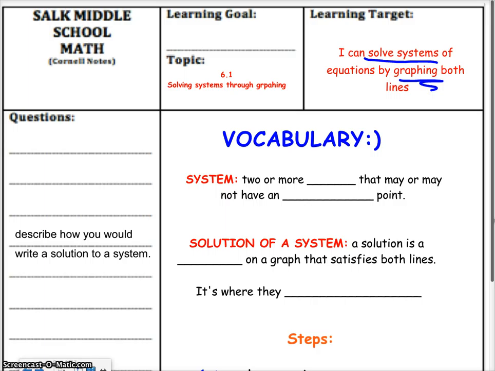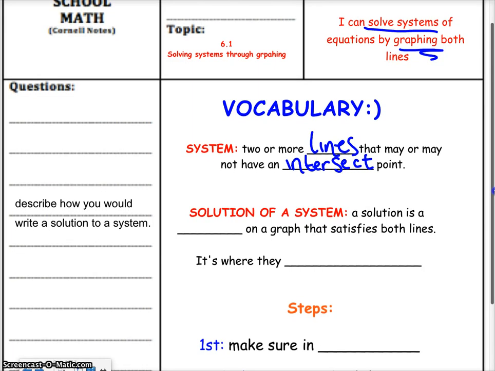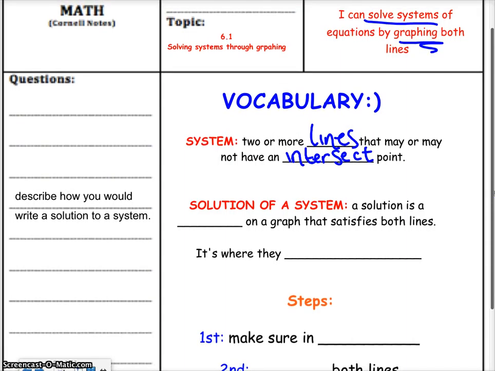That's what that means. So a system is two or more lines that may or may not have an intersecting point. Notice that prior to starting this lesson, we did 3 of them. One, they intersected. The other one was parallel. They didn't intersect. And then the other one was an intersect. Solution means answer. So you could just put answer. If I say solve the system, it means tell me the answer.